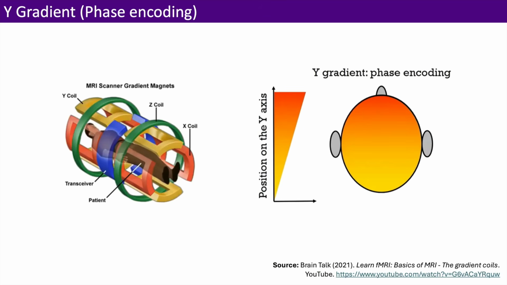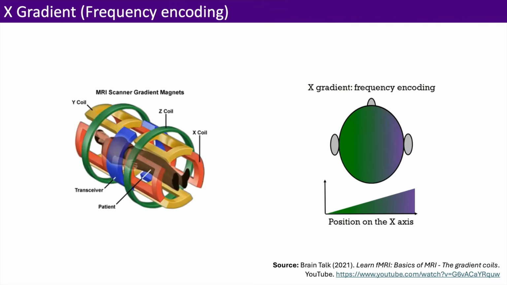But selecting the slice is not enough. Within the slice, we still need to localize our signal in X and Y directions. For this, I would highly recommend checking out the source cited in the slide, where you can find more information about the specific encodings achieved, but the Y gradient in general is called phase encoding, and the X gradient is called frequency encoding.